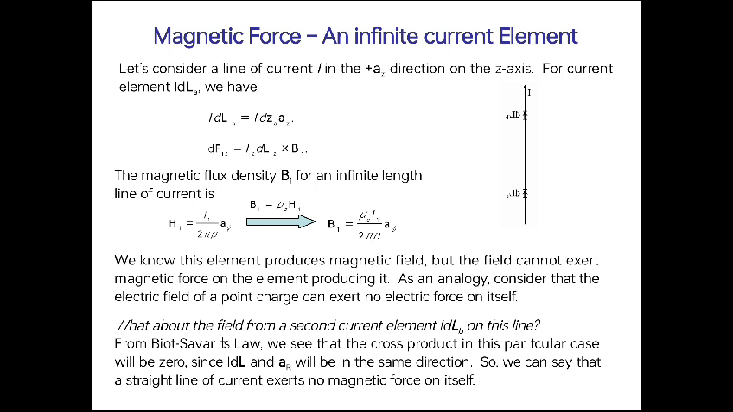What about the field from a second current element I dl B on this line? From Biot-Savart law, we see that the cross product in this particular case will be 0, since I dl and aR will be in the same direction. So we can say that a straight line of current exerts no magnetic force on itself.